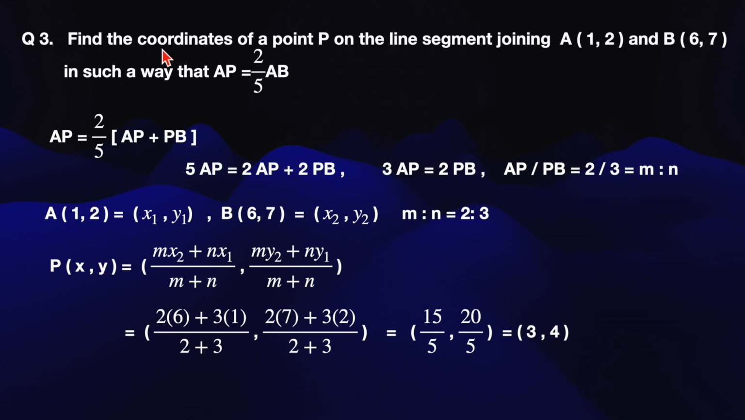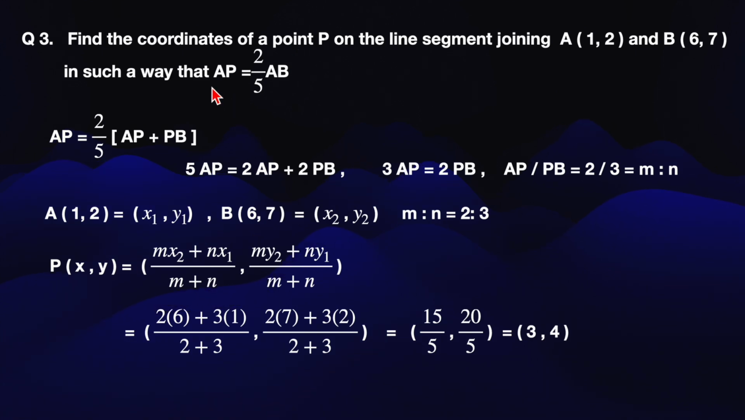Question 3. Find the coordinates of a point P on the line segment joining A and B in such a way that AP is equal to 2 upon 5 AB. Okay, so we have to find out P(x, y). Here in this sum they have not given us the ratio. From this we have to find out the ratio. (x1, y1) they have given, (x2, y2) they have given. Let us find out the ratio.